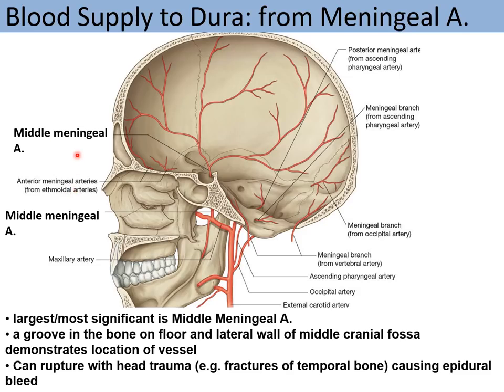If we look at the blood supply to the dura, it's coming off of the meningeal artery. And you can see, if you look at the skull, you may be able to see ridges that indicate where the blood vessels were. And you see the middle meningeal artery is a very prominent one.